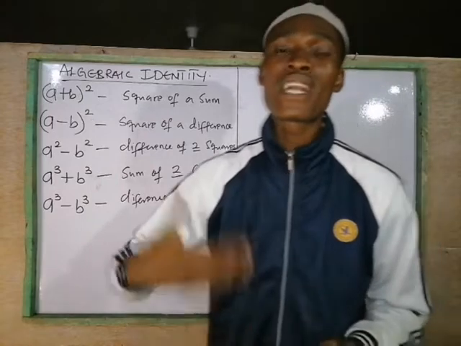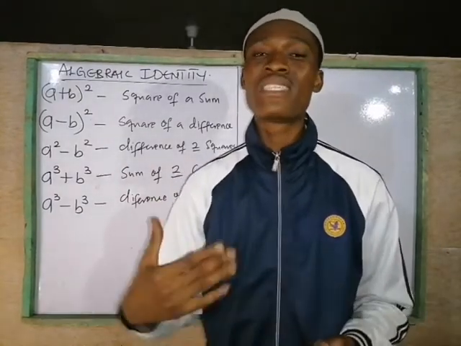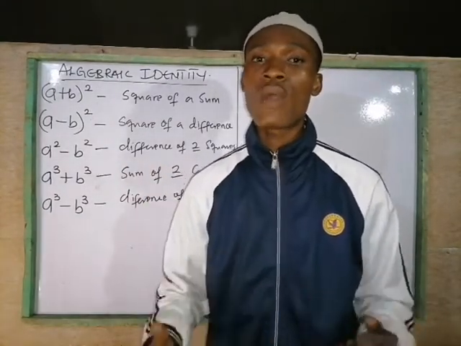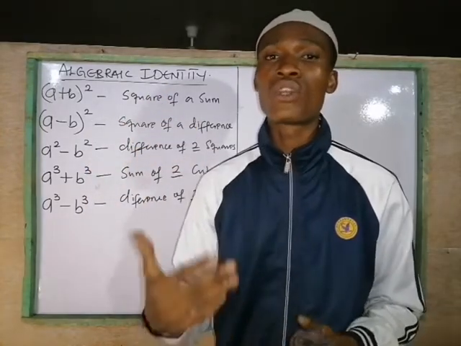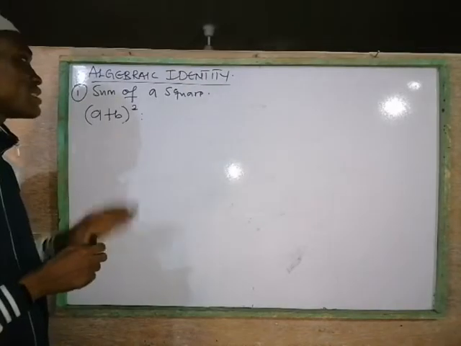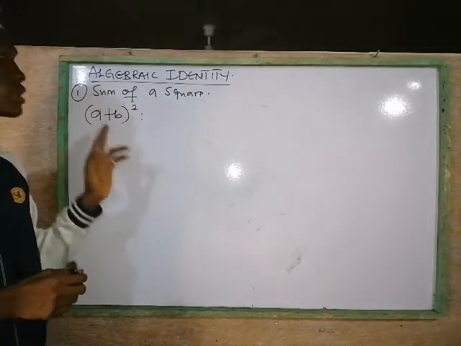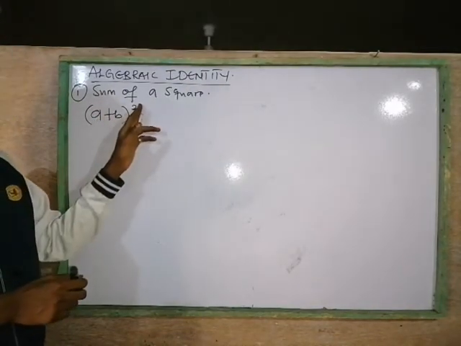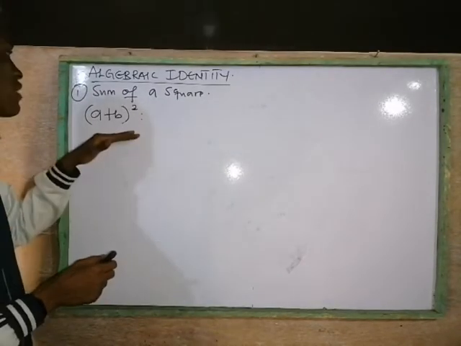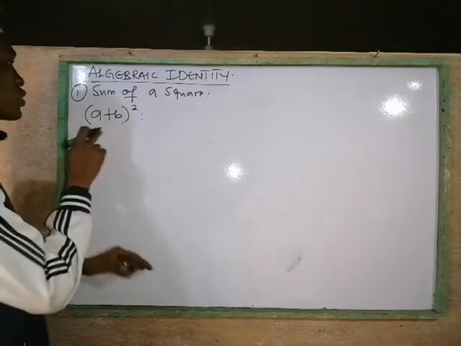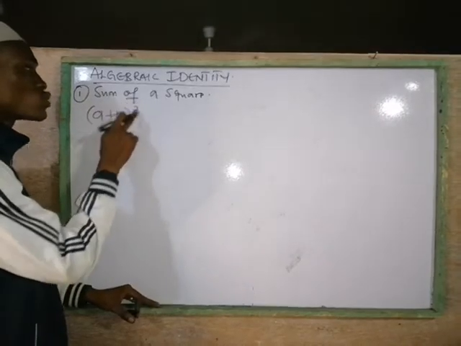Now, how do we express them? What is their evaluation? What is their simplification? How do we express these five identities? The first identity is sum of a square, (a + b)^2. In mathematics, whenever you have an expression like this, you have to write this (a + b) 2 times.